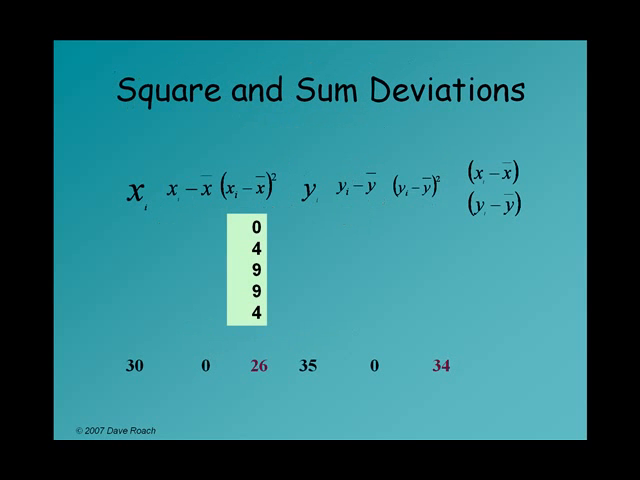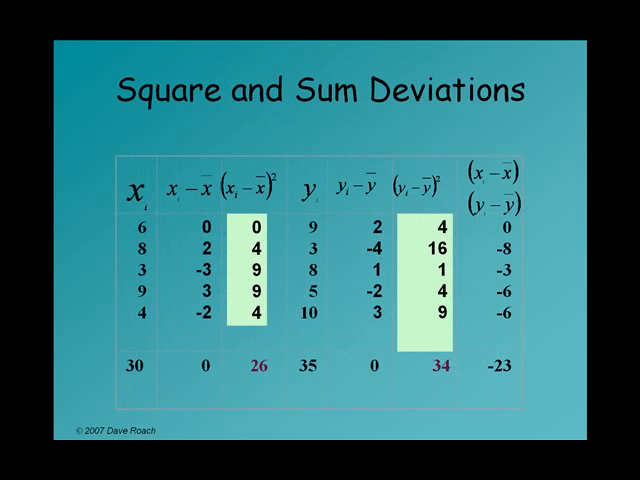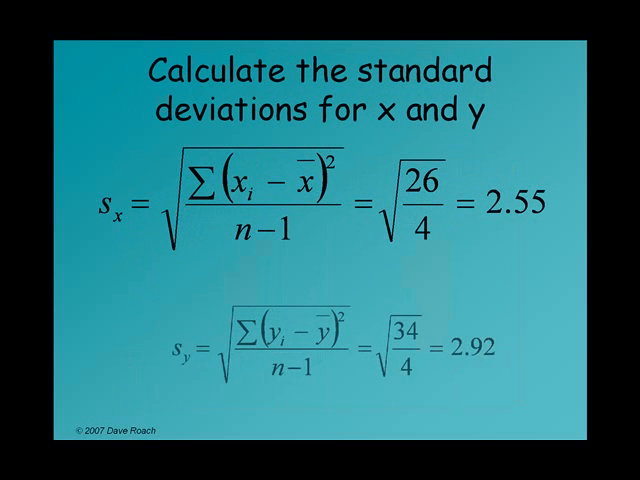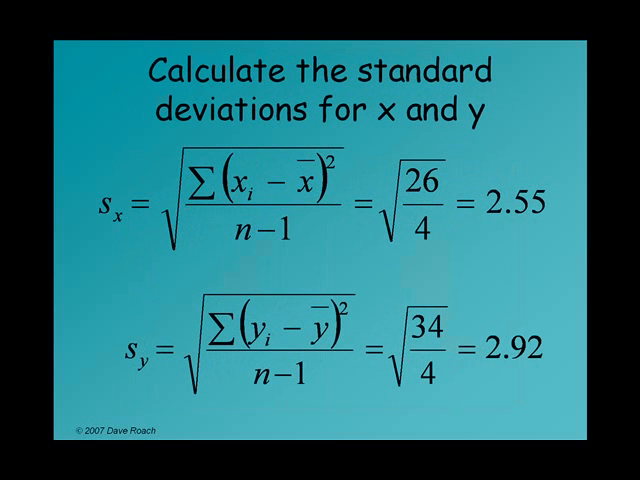Now I'm going to sum and square the deviations for both x and y, just like I would to calculate the standard deviations. You can see I have 26 and 34. Then I calculate the standard deviations for both x and y using the formulas we've been using for a while. The standard deviation for x is 2.55, and the standard deviation for y is 2.92.